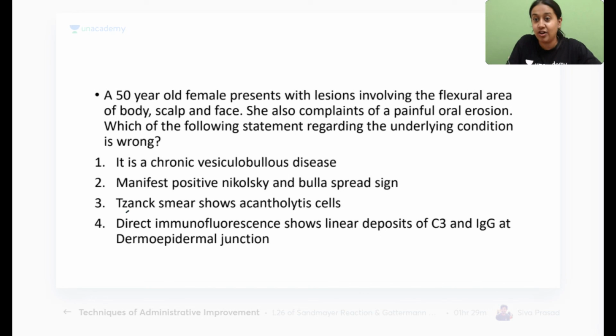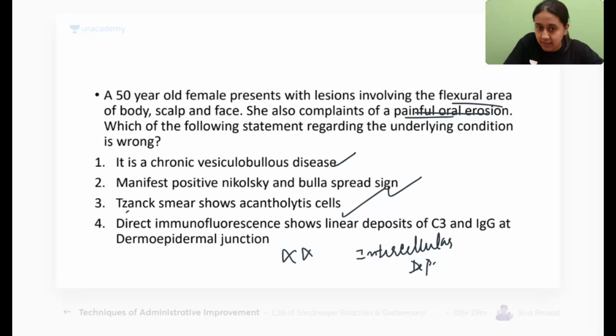This is a classical case of Pemphigus vulgaris, which will present with oral erosions. It may have lesions initially at flexures, but they later become generalized. It's a chronic disease, yes. It is not self-limiting. It occurs for a very long duration, and if you do not give any treatment, it can have a worse prognosis. Nikolsky sign and Asboe-Hansen sign are positive. On biopsy, you will see acantholytic cells. But please remember, you will have intercellular deposits.